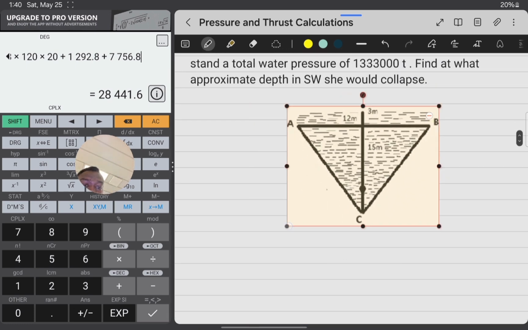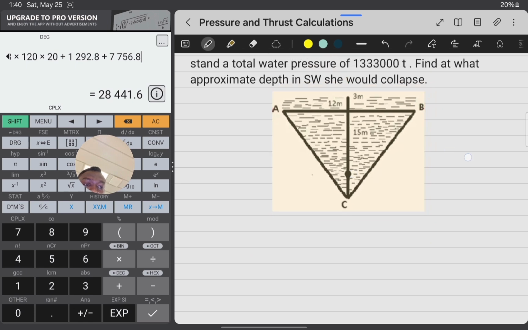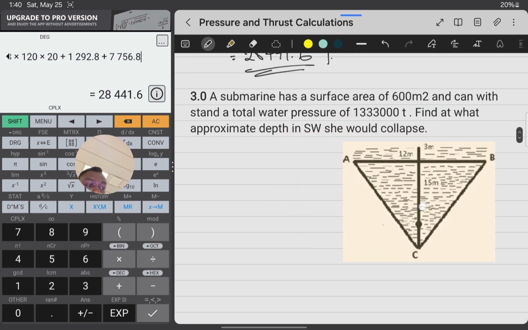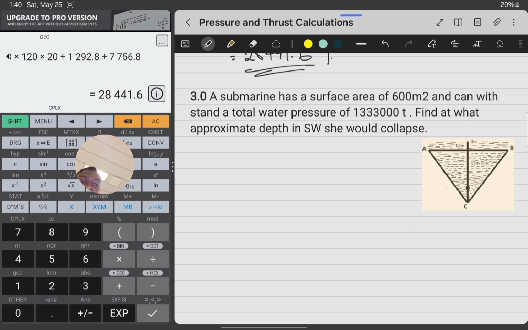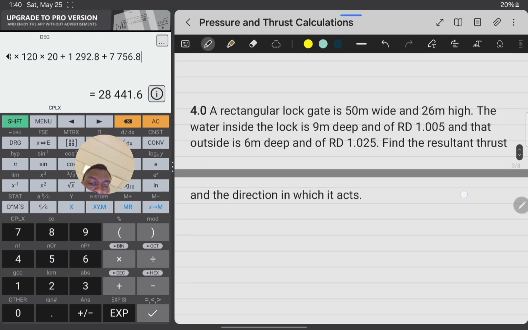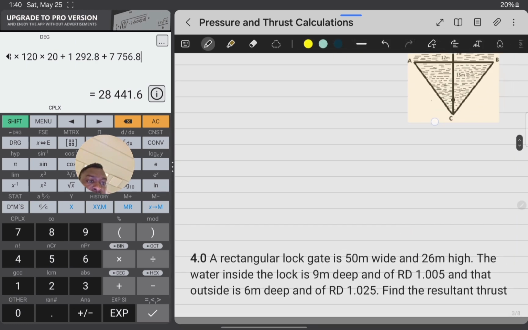Now the next question is, okay, I'm going to put it on the side. A submarine has a surface area. Okay, so the surface area of the submarine is 600 meters squared. Oh, okay, this one is not supposed to be here.